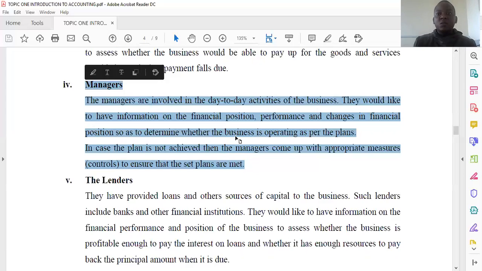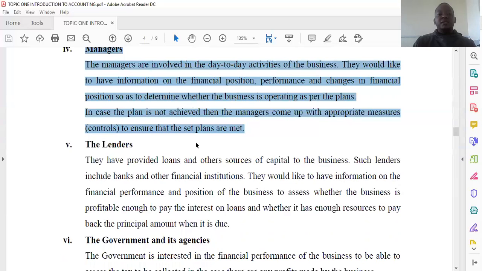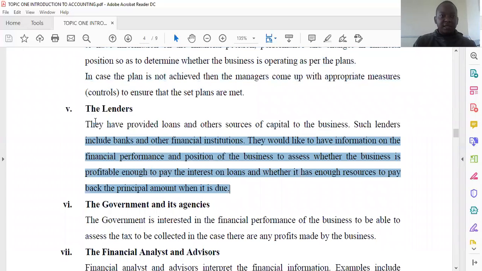So the managers would like to have information on the financial performance, financial position, and changes in financial position so as to determine whether the business is operating as per the plans. In case the plan is not achieved, then the managers need to come up with appropriate measures to ensure that the set plans are met. So managers. And then we have lenders.